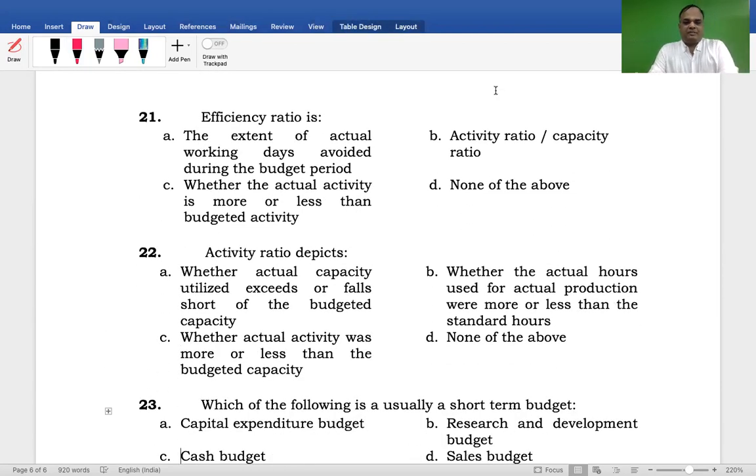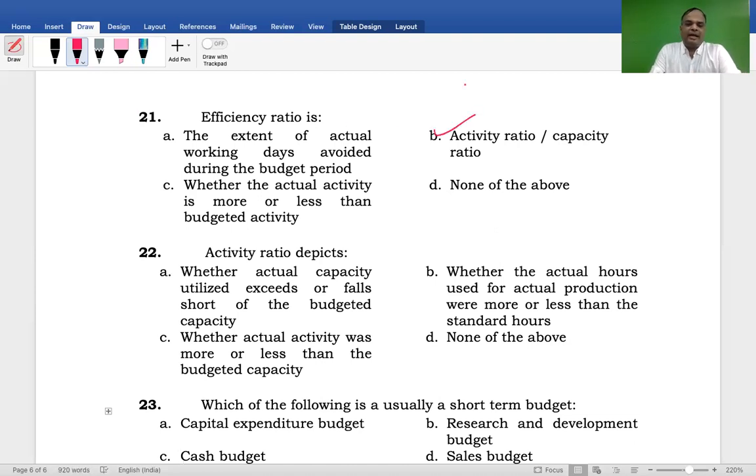Efficiency ratio is: A, the extent of actual working days avoided during the budgeted period. B, activity ratio divided by capacity ratio. C, whether the activity ratio is more or less than the budgeted activity. D, none of the above. The formula, activity ratio divided by capacity ratio, is the efficiency ratio.